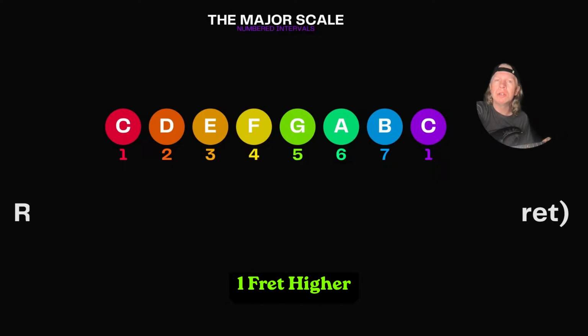And the relative minor is A minor, and you just start from the A note. The C major and the A minor have exactly the same notes in them. The only difference is the starting point.